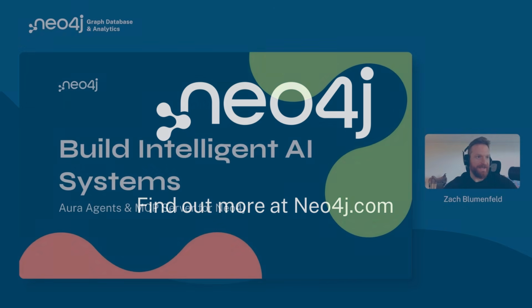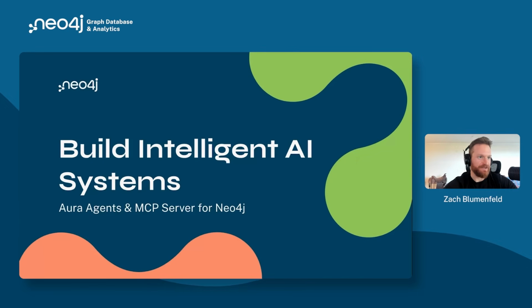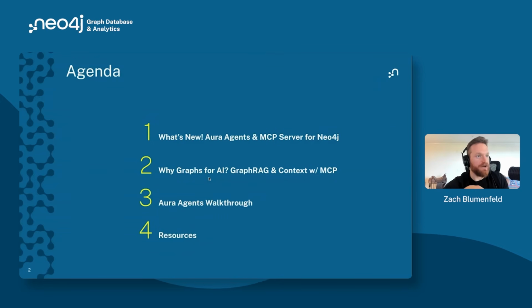I am an AI and machine learning product specialist here at Neo4j, and I'd like to take some time to talk to you about building intelligent AI systems and some of the new cool tools that we have coming out to help you do that. So the way that I've organized this is I'm going to talk about some of the new things that are coming out. This is going to be Aura Agents and MCP server for Neo4j. So I'll mention those really quickly.